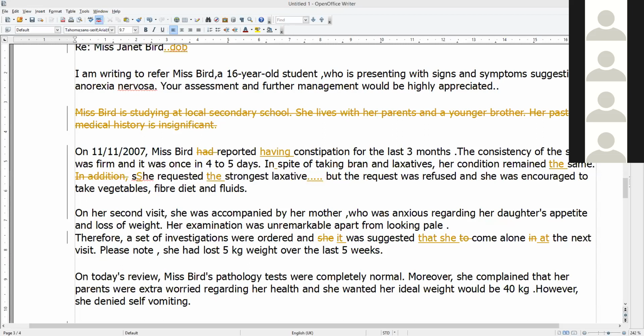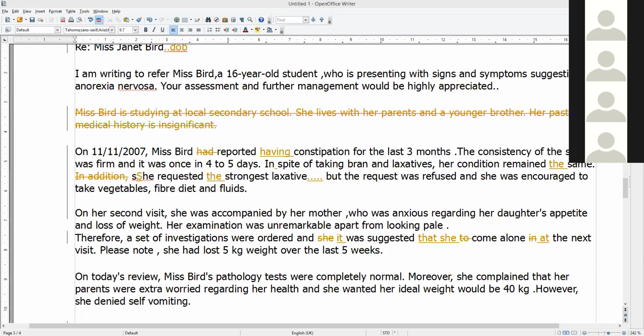Oh, why isn't this working? Stupid thing. Hang on. Right, so she experienced a weight loss of. So there it's a noun. She has lost weight. Okay, so there it's past tense. Yeah, she has lost weight.